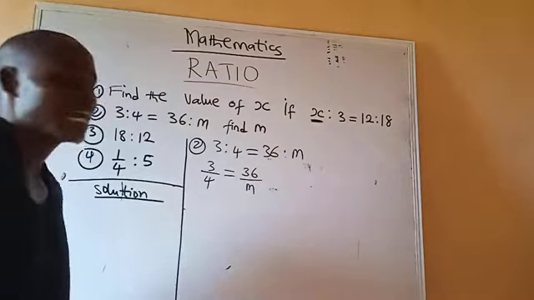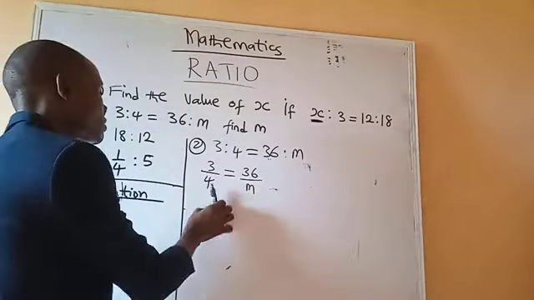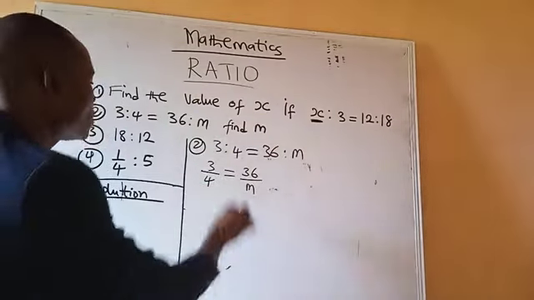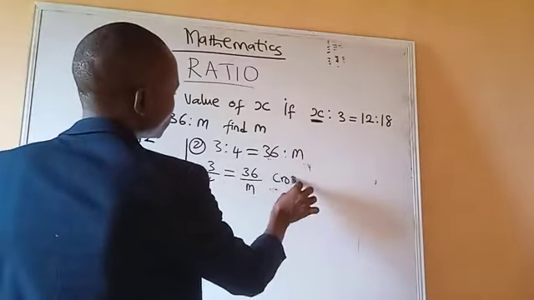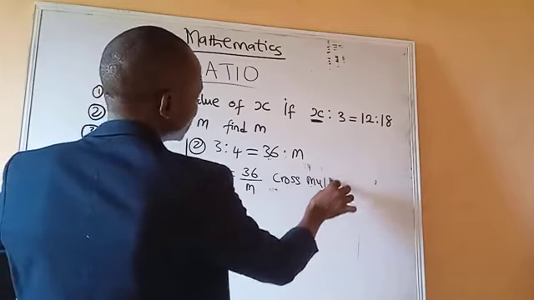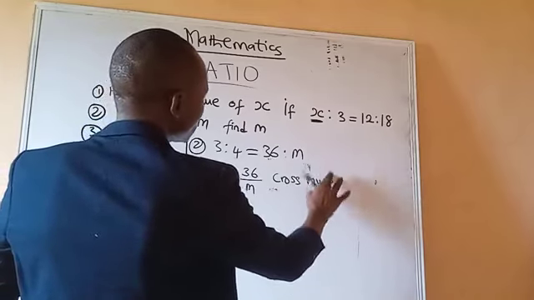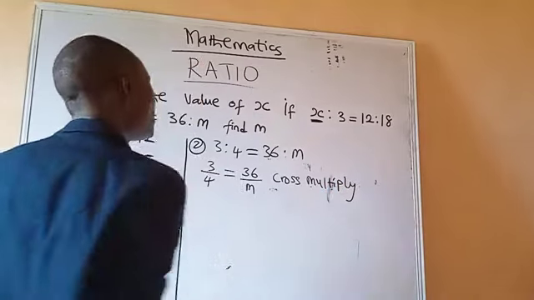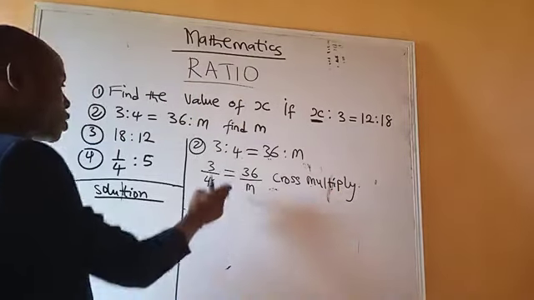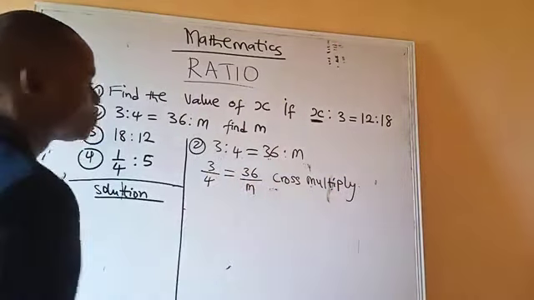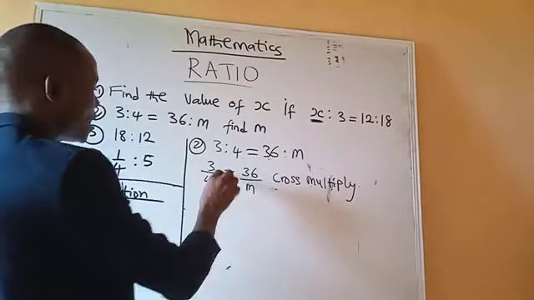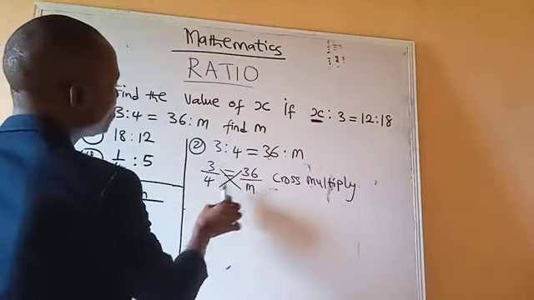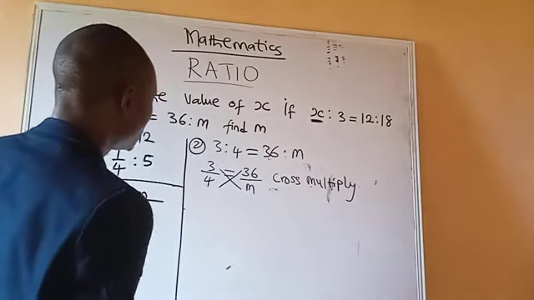Like I told you, when you are working with something like this, because of this sign of equal to, the next thing you do is you cross multiply. That's the first thing to do when you are given a question. Whenever you see equal to, just cross multiply. Cross this like this, cross this like this. That is to say 3 will multiply m, while 4 will multiply 36.